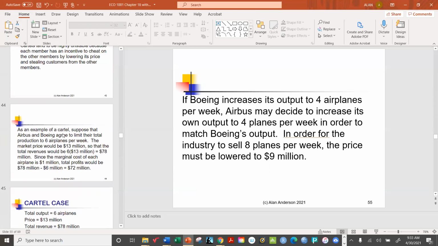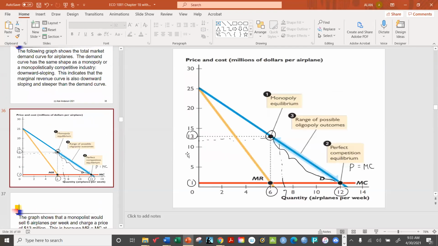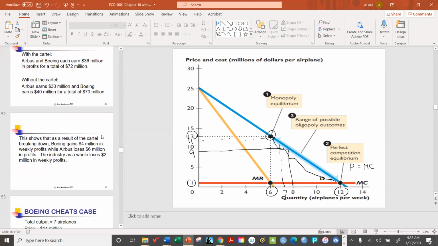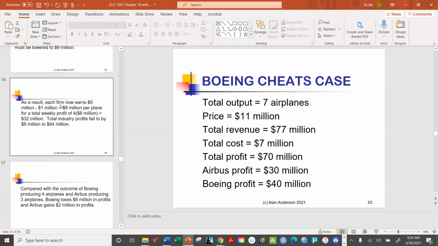Let's go back to the demand curve. But now look what has to happen. In order to sell 8 planes, the price will drop to 9. All right, 9. And remember too, the cost of production never changes. So here's what's going to happen. In fact, let me put together a nice little chart here.